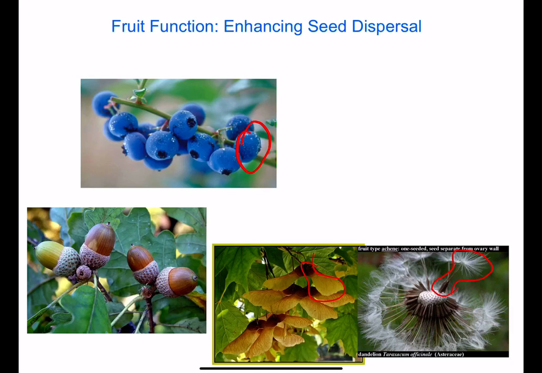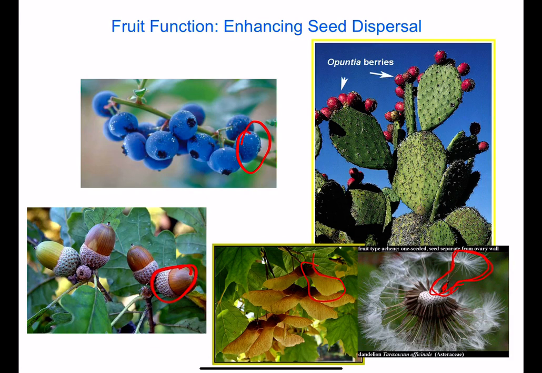So the point of a fruit is to enhance seed dispersal, right? We've got a seed inside of even this dandelion wish over here. Really, it is a fruit with a seed inside of it. Yeah, even this acorn, it's a fruit. Changed my mind? You can't. It is a fruit.